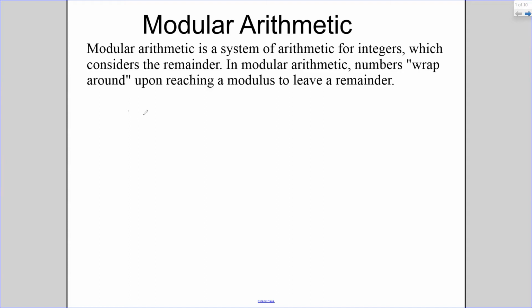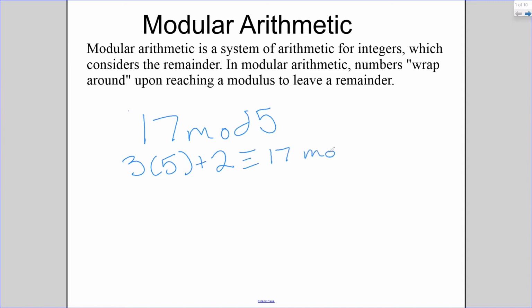So here's my little example for you. If we were to take 17 mod 5, we don't care that 5 goes into 17 three times. We only care about what the remainder is, right? We know that 17 is 3 times 5 plus 2, which is congruent to 17 mod 5. But when we're dealing with mod 5, this 5 really becomes a 0. So this becomes 3 times 0 plus 2, which simplifies down to 2. So we know that 2 mod 5 is congruent to 17 mod 5.